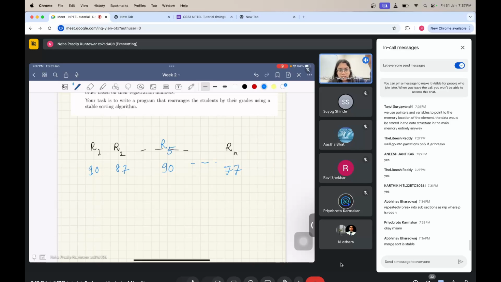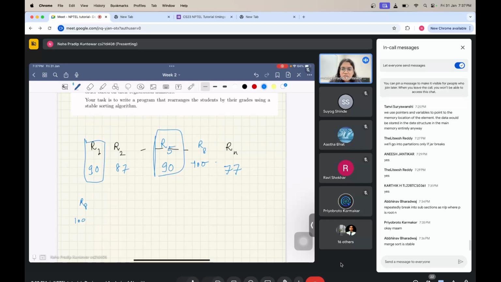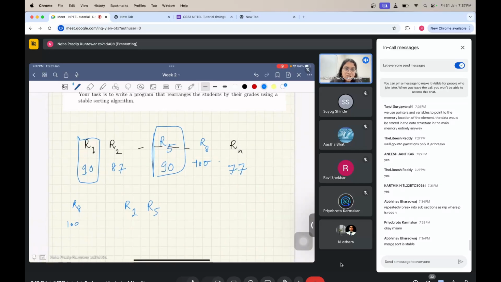So the person with the highest marks should come first. Let's say R8 has 100, then I would want R8 to be here. But if there are ties, so if R1 and say R5 here have the same marks, then I want R1 to be before R5. I don't want R5 before R1. So I want to preserve this order. Although we are arranging in terms of grades, we'll preserve the roll number order whenever there are ties.